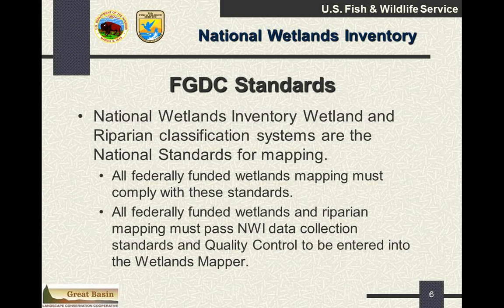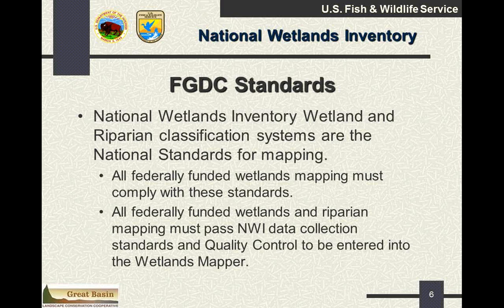The next thing I really wanted to talk about was our wetland classification standards and our riparian standard, for people that aren't familiar with these. One of the things about getting the Federal Geographic Data Committee standards in place is that it ensures that all federally funded wetland maps comply with the standards. And that really helps drive updates to be compatible with the wetland mapper and being allowed to input data from other sources into the maps.